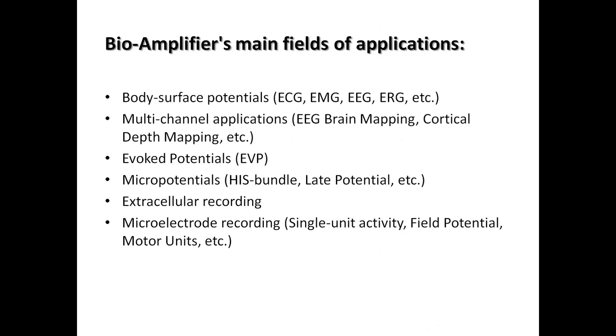Some example applications of bioamplifiers in real-time biomedical engineering: body surface potential. Biopotential amplifiers are used to measure body surface potential, for example ECG, EMG, EEG, ERG. For multi-channel applications we have MRI, CT, brain mapping, depth mapping. These biopotential amplifiers are helpful to know the evoked potential. We have very good confidence in EVP. Similarly, micropotential extraocular recording and microelectrode recording. These are helpful bioamplifiers which are regularly implemented for biopotentials.